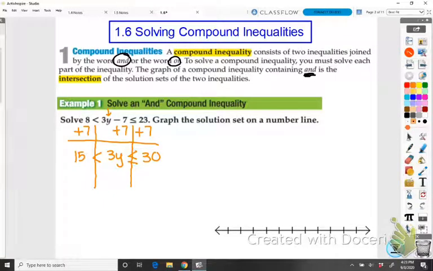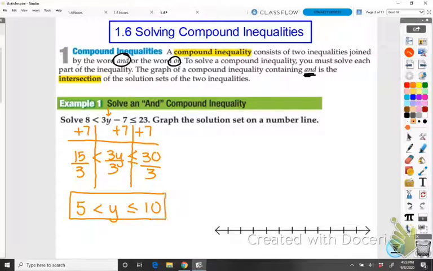And then my goal is to get the coefficient of 3 away from the y, so we're going to divide all 3 by 3. And this becomes 5 is smaller than y is smaller than or equal to 10. So this is our compound inequality answer. This is an intersection. What this means is y represents a number that is in between 5 and 10. And so you need those two numbers to show up on your number line, as well as representing all the numbers that are in between.